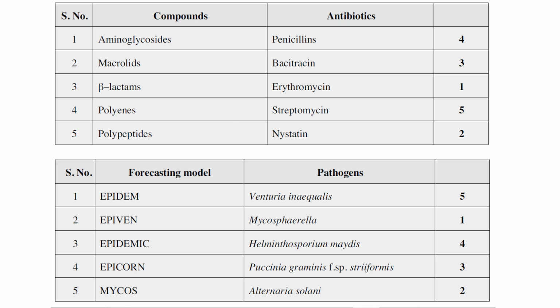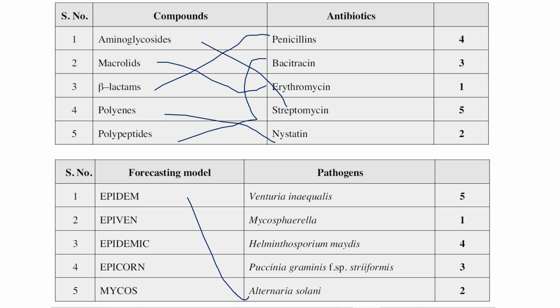And the compounds and the antibiotics related to aminoglycosides, which is related to streptomycin; macrolides, erythromycin; beta-lactams, which is produced by penicillin; and polyenes, nystatin; polypeptides, this is related to bacitracin. Next, forecasting models and which pathogen or disease each is recommended for. The first forecasting model was developed by Horsfall, I think in 1969.